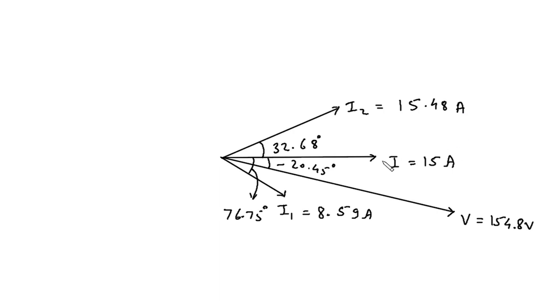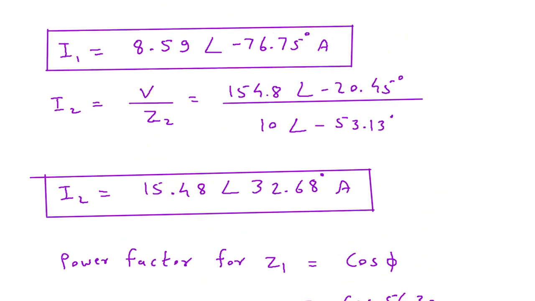Now we have current I, then voltage V, then current I1, and then current I2. So this is the vector diagram. Why have we taken this below? Because this 20 was negative, that's why we have taken it downside. Also this 76.75 is negative, that's why we have taken it this side. And this 32.68 is positive, that's why we have taken it upper side. So this is the vector diagram, and these are all the answers.